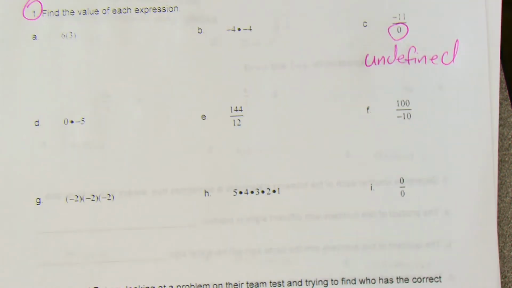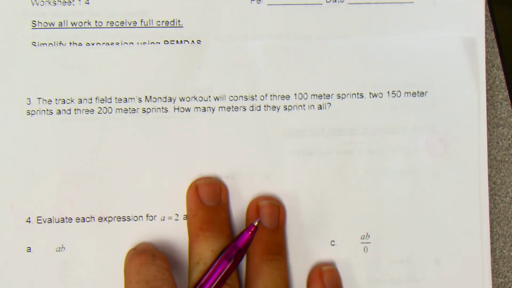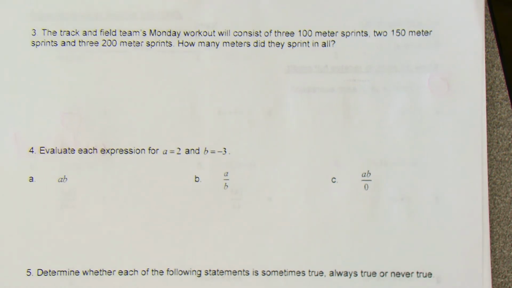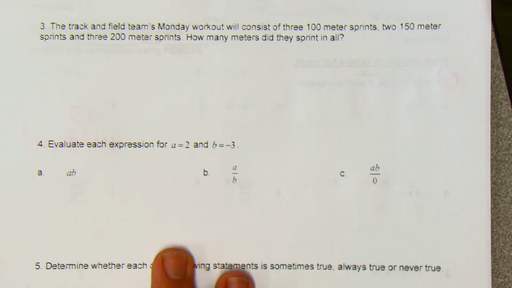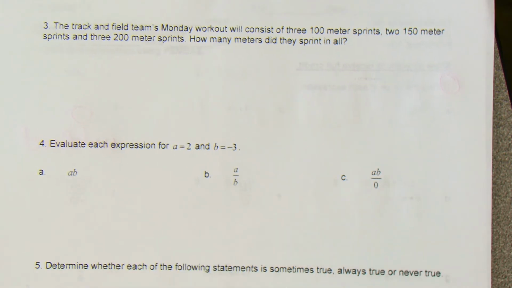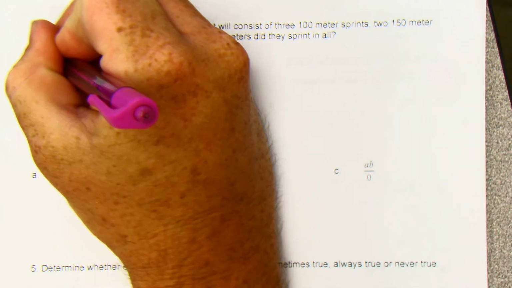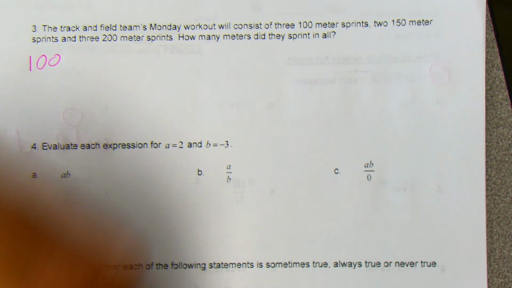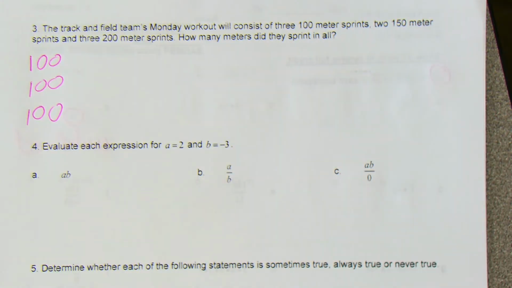So let's move on. Remember we're skipping number 2, so let's move on to number 3. Number 3 says the track team's Monday workout will consist of 3 100-meter sprints, 2 150-meter sprints, and 3 200-meter sprints. How many meters did they sprint in all? So first we have 3 100-meter sprints, right? So I'm going to write 100, 100, 100. That's our first 3.